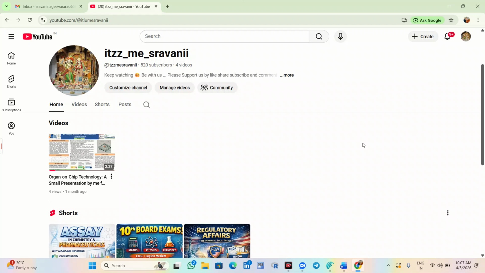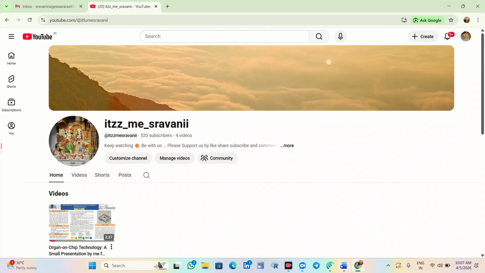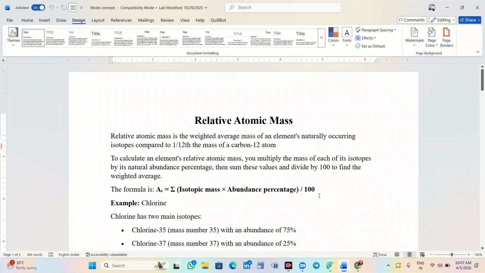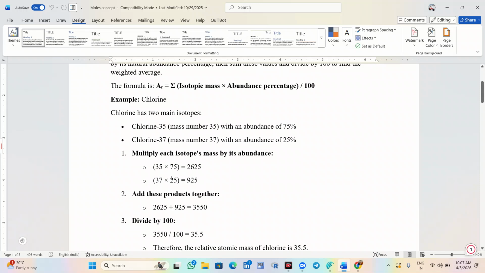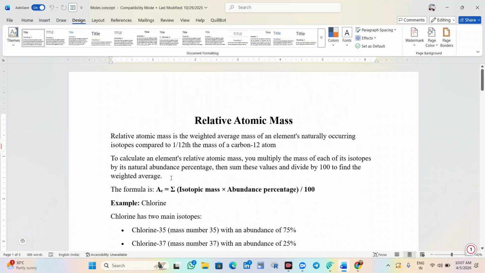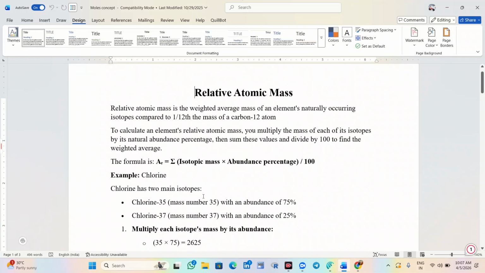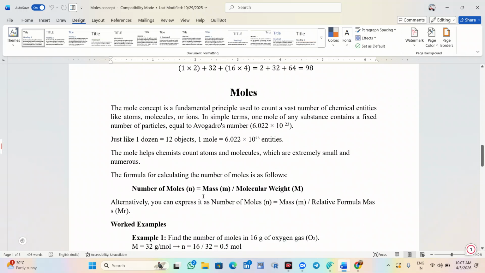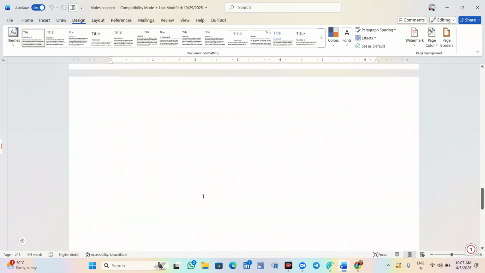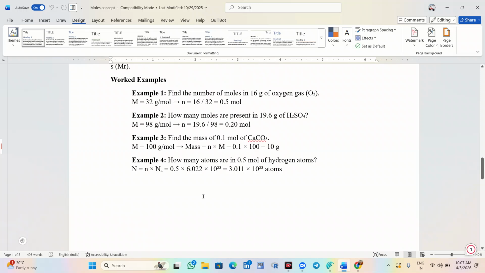And without any delay, today we are going to discuss chemistry, the most important topic from chemistry, that is nothing but the moles concept. This comes under physical chemistry. This is very useful when you go for inter and higher classes also. So, coming to the topic, the moles concept. Before going into the moles concept, you should know about two concepts, that is relative atomic mass and also relative formula mass. Along with them, we will discuss the moles concept.